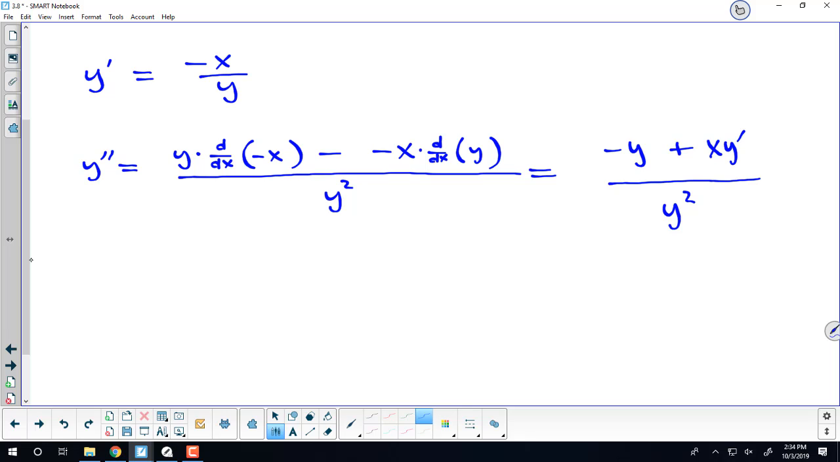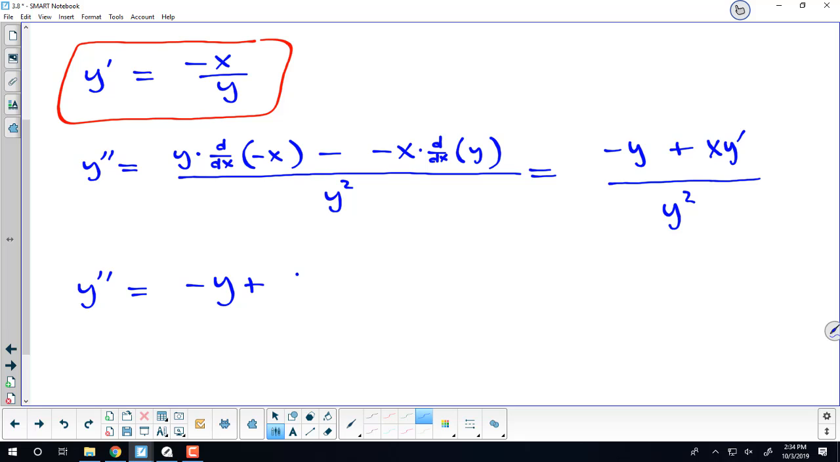So y prime, we know what y prime is. We're going to put that back into the second derivative and say that the second derivative is negative y plus x times y prime, all over y squared.